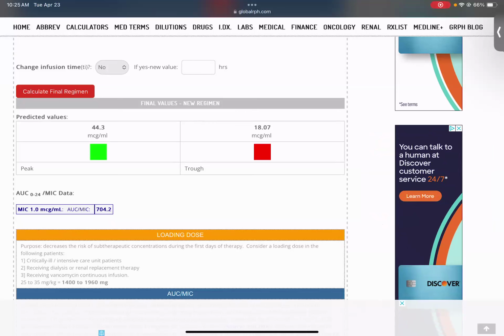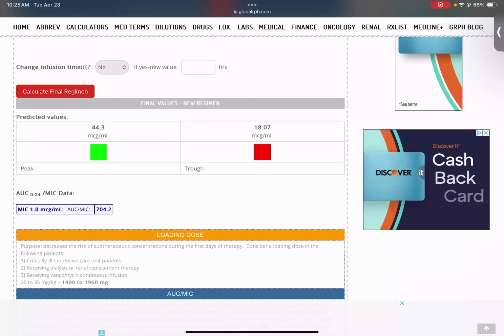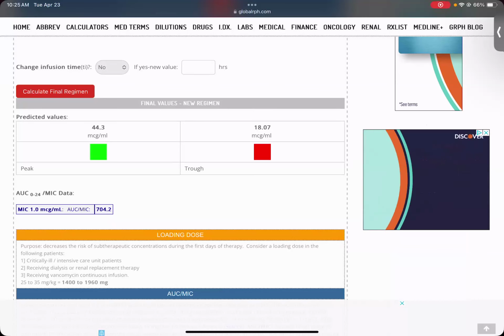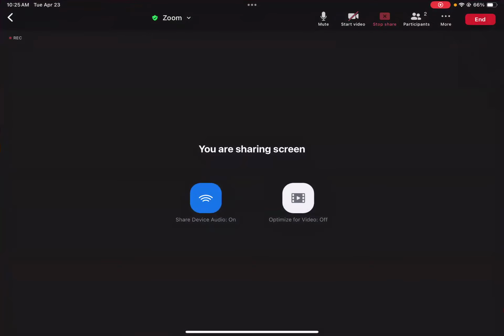Okay, what is her AUC over MIC? Should have put 24 there, using the trapezoidal method. Okay, here's where you gotta get your calculators out. But the first thing I do is draw a picture. So I need a whiteboard.